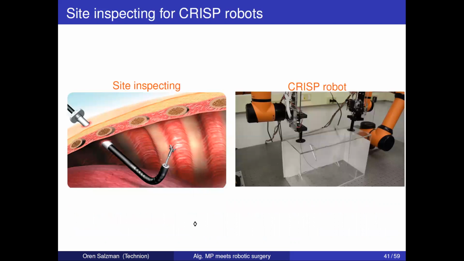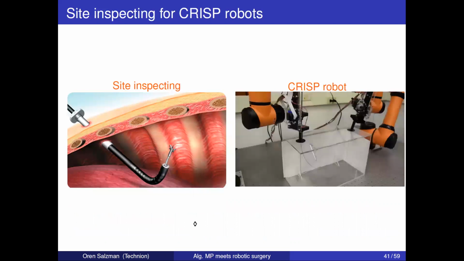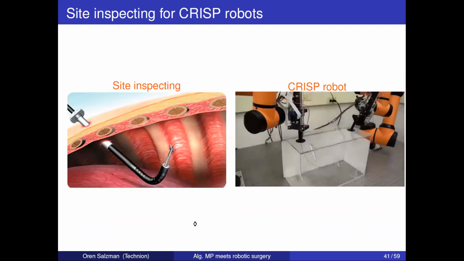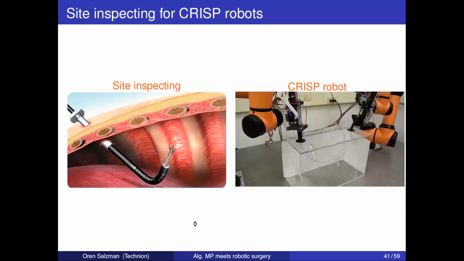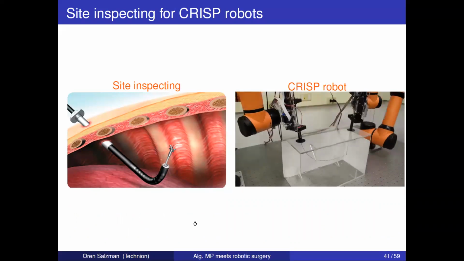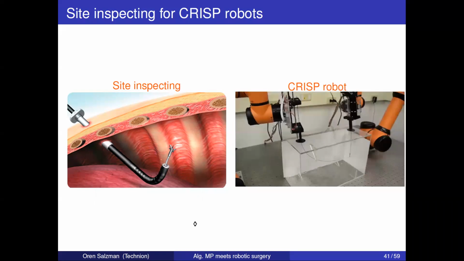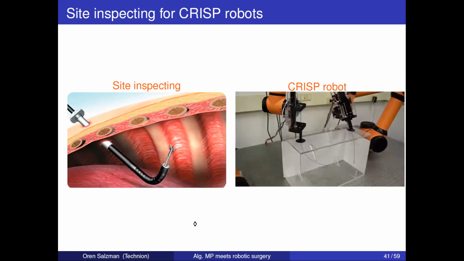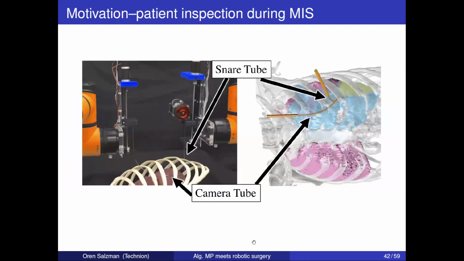With that, I want to move on, and I think I'm good on time, to our third application and our third robot, which is site inspection. Here we have this CRISP robot that I mentioned earlier, and we want to use a camera at the tip of this robot to inspect some region of interest. Here is a better visualization of the robot. It has several tubes. One tube is a camera tube, and it's very hard to see, but at the end is a very small camera.